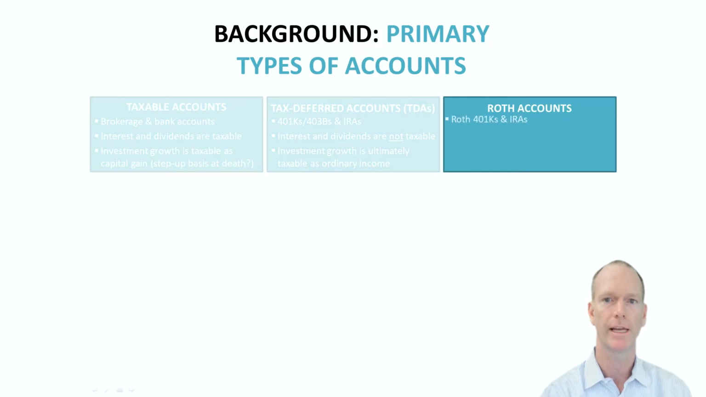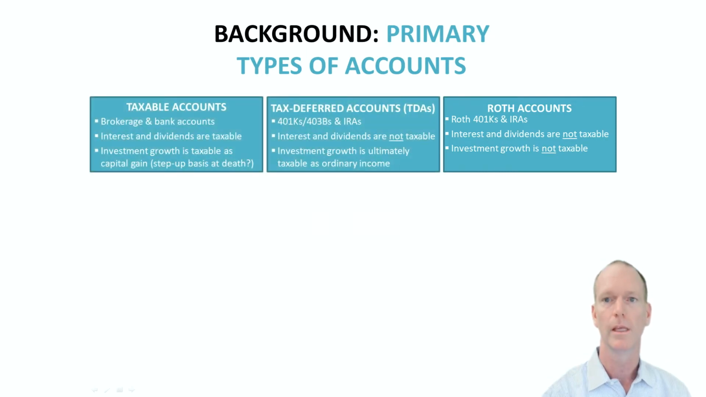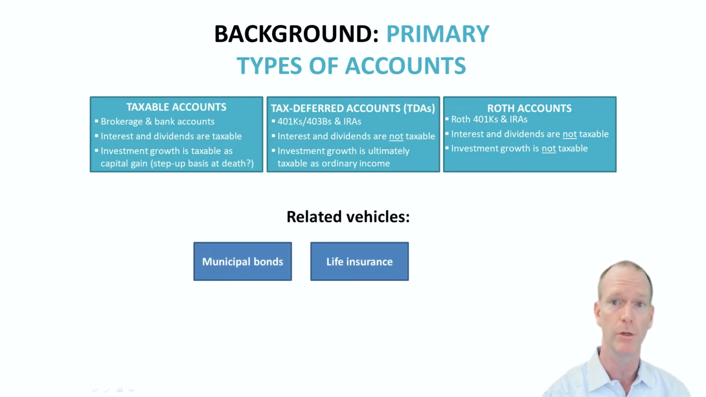Then we have our Roth accounts, like Roth 401ks and Roth IRAs. You pay taxes on the money when it goes into these accounts. However, there's no more taxes after that point. All of your dividends, interest, and capital gains, all of that growth is tax-free, and so are the distributions when you take that money out of these Roth accounts. There are some other investment vehicles with different tax characteristics, things like municipal bonds, life insurance, and annuities, but I'm not going to go into those in this video.